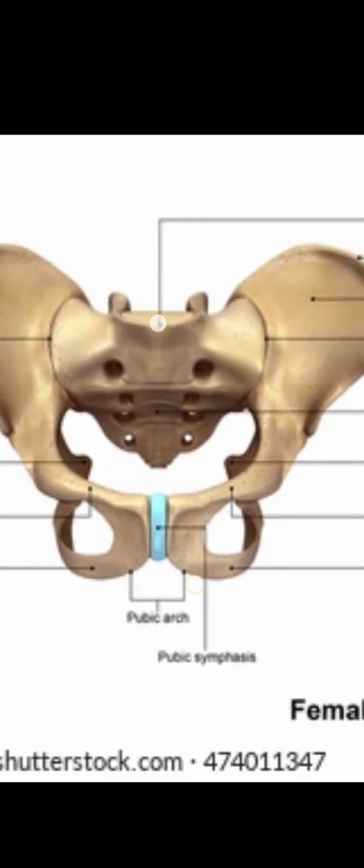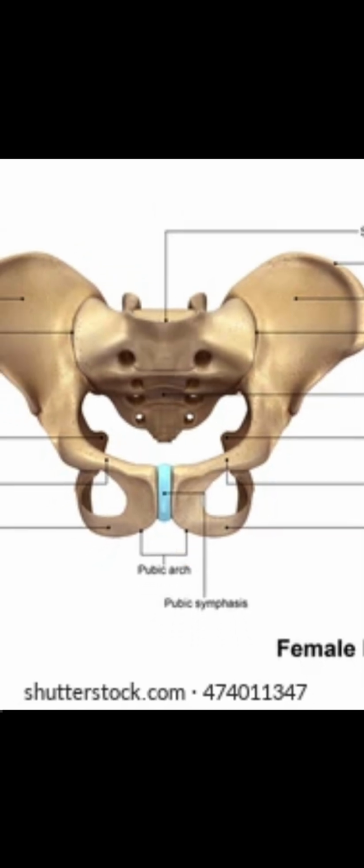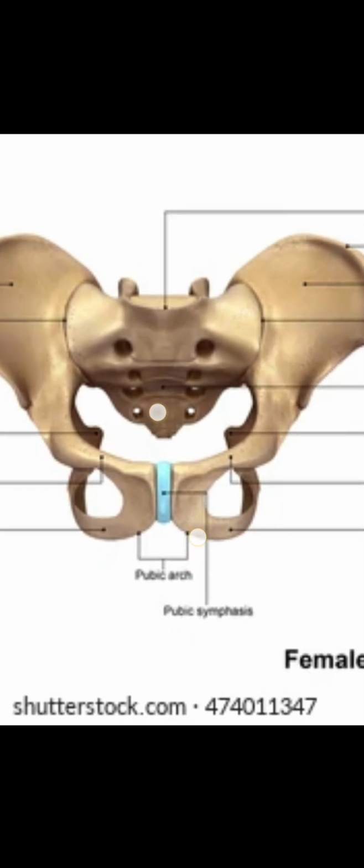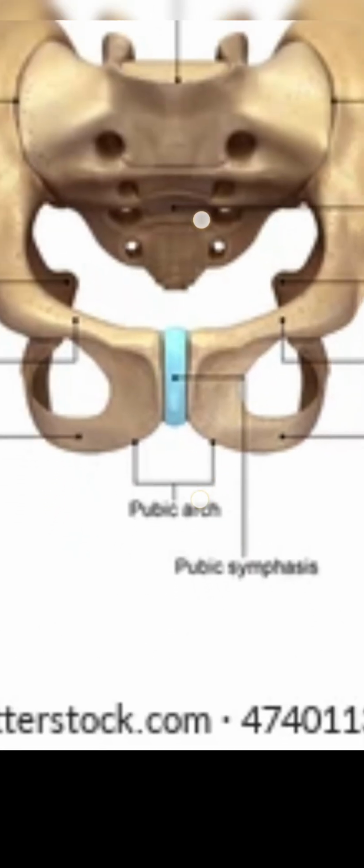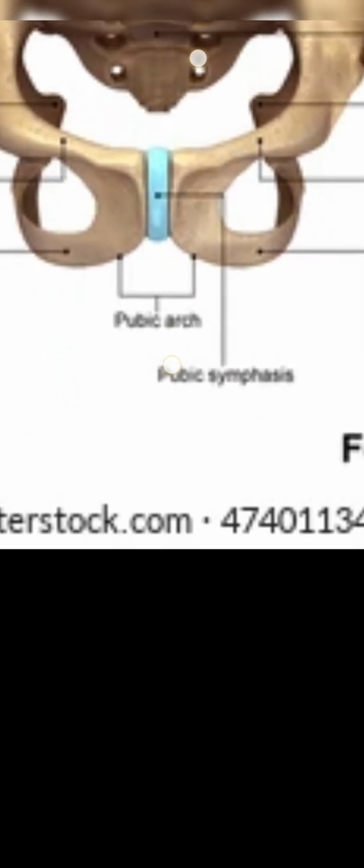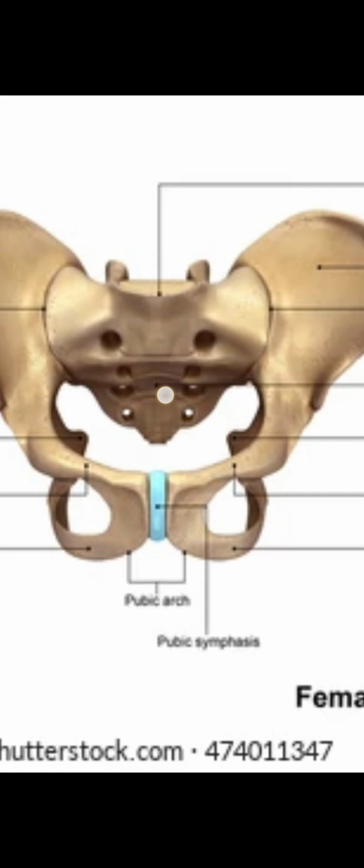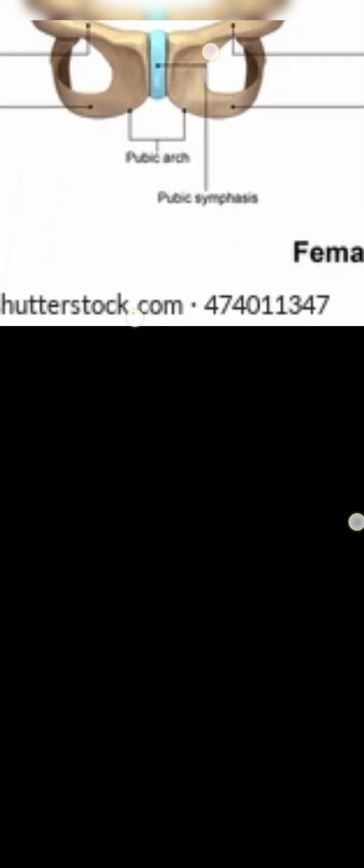The function of this pelvis is that it helps in the movement of the body and it supports the weight of the sitting body through the ischial tuberosity. So this thick lower part is called the ischial tuberosity. This over here, this thick lower part, is the ischial tuberosity. So these are the basics about the female pelvis.